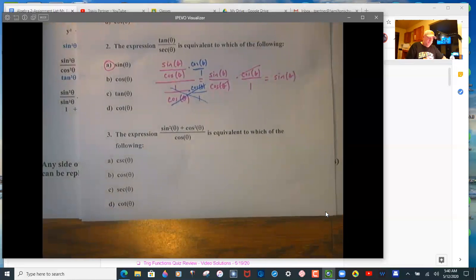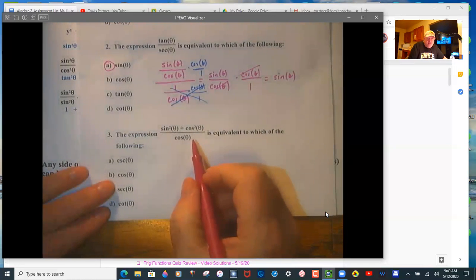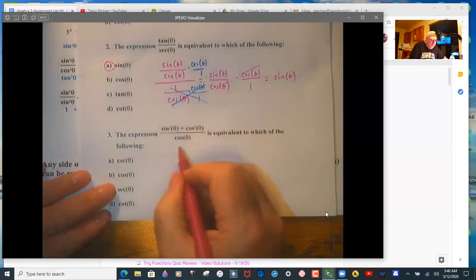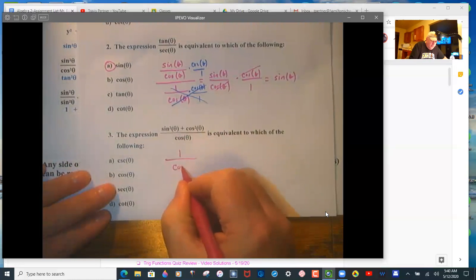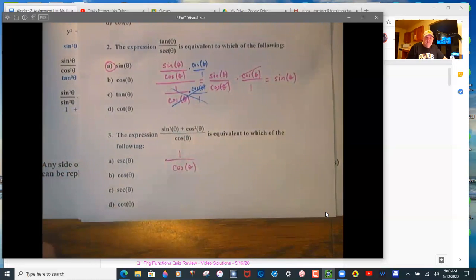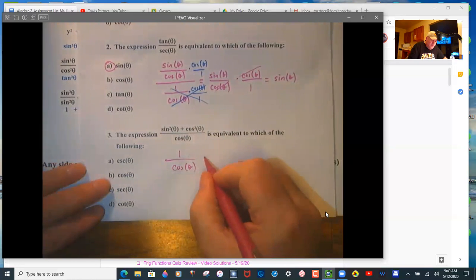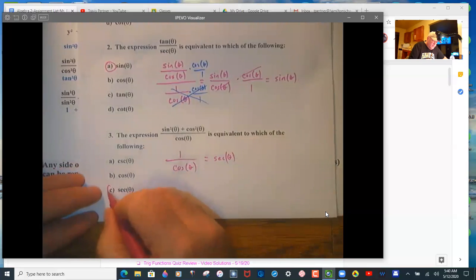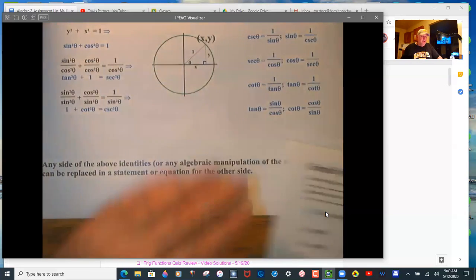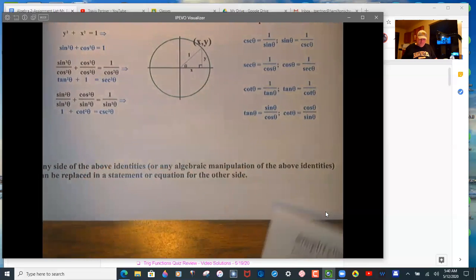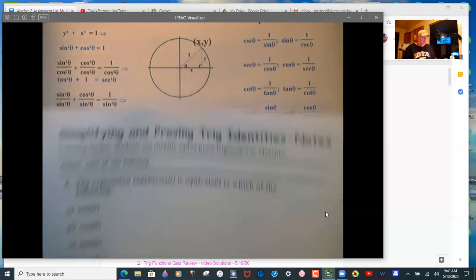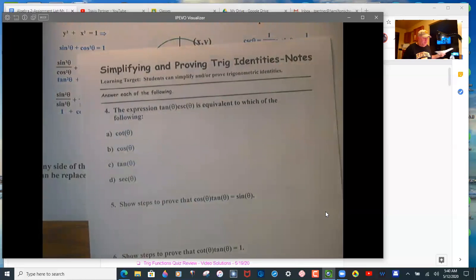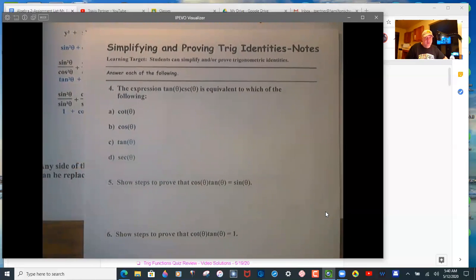Okay, number 3. So sine squared plus cosine squared. Anytime you see a squared, you want to look over on the Pythagorean identities. So this is 1 over cosine. What does that equal? This equals secant. So anything that you need to look up will be right here in your work. It's actually pretty simple, as you're seeing, compared to where we're going. And today's assignment should not take you very much time.